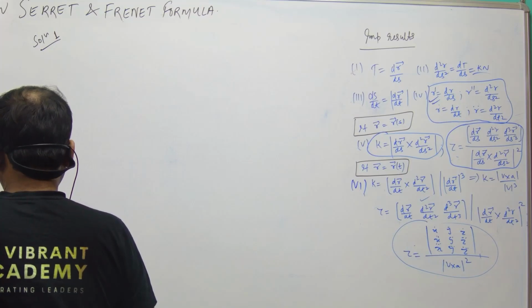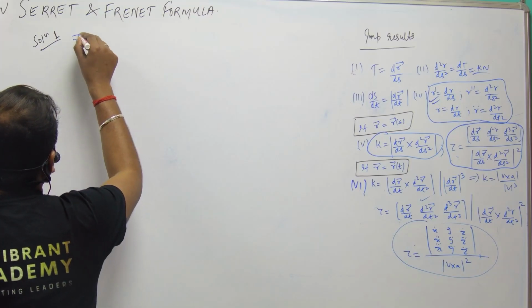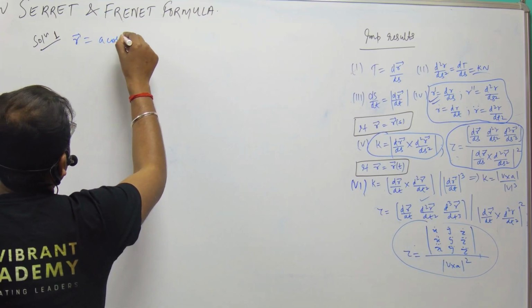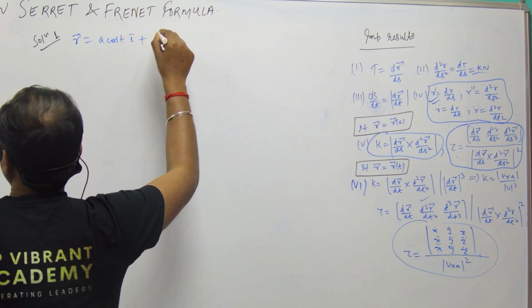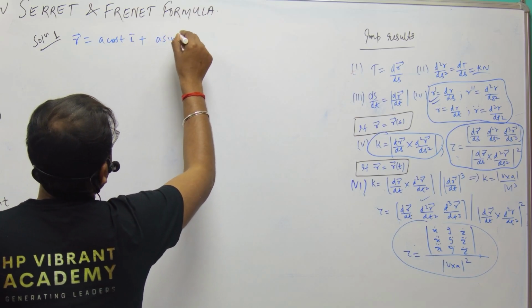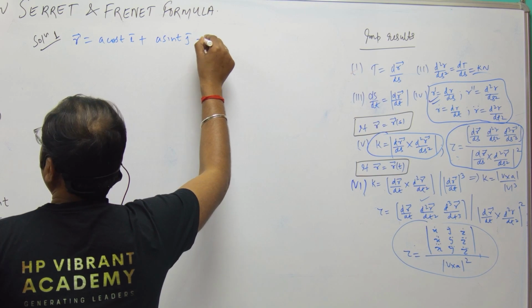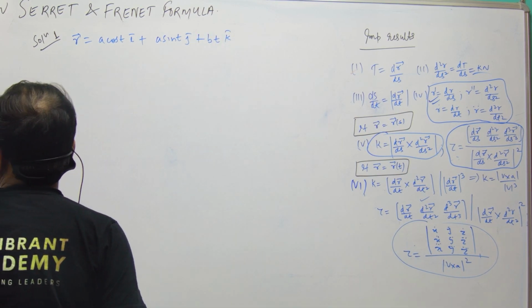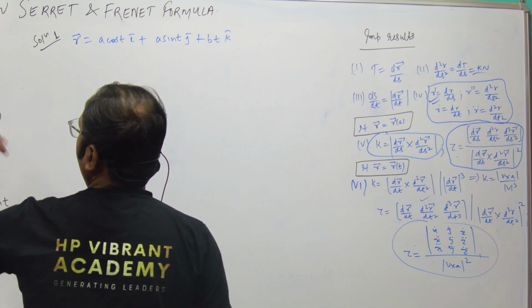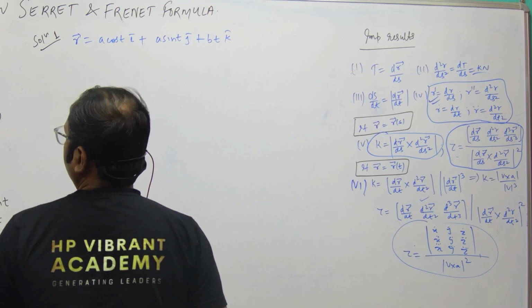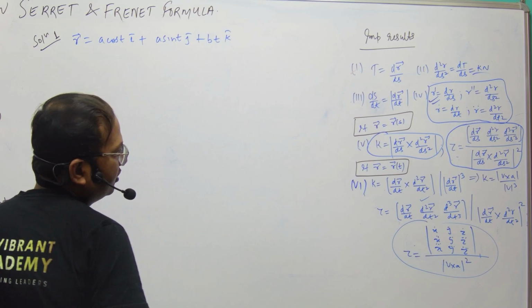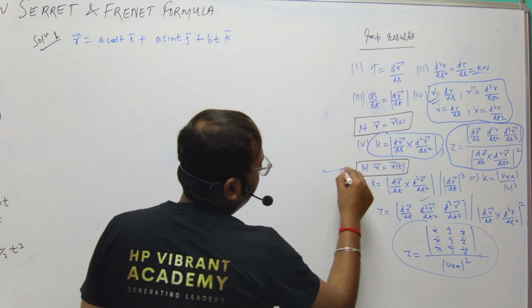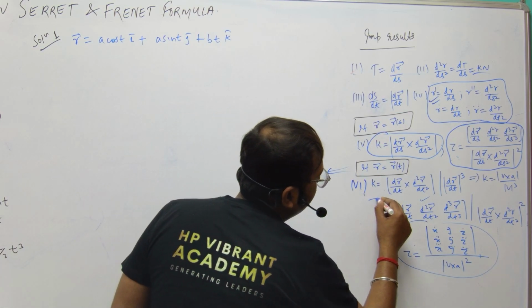The vector r is given as a cos t i cap plus a sin t j cap plus b t k cap. You have to find kappa and tau. Here the curve is in terms of t, so we will apply this particular formula.